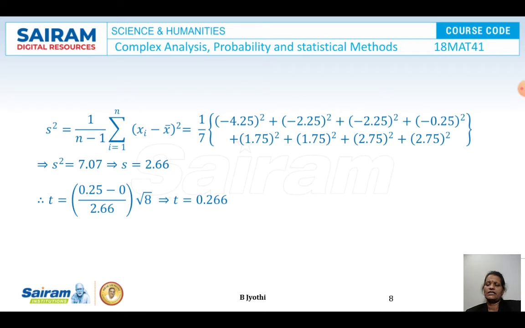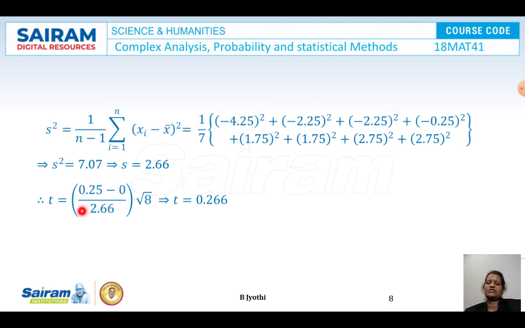So before that, let's compute what is s square, that is 1 upon n minus 1 into summation of xi minus x bar the whole square, which is 1 upon 7 into minus 4.25 whole square plus minus 2.25 whole square plus minus 2.25 whole square plus minus 0.25 whole square plus 1.75 whole square plus 1.75 whole square plus 2.75 whole square plus 2.75 whole square. So, on simplification we get s square is 7.07, which implies s is equal to 2.66.